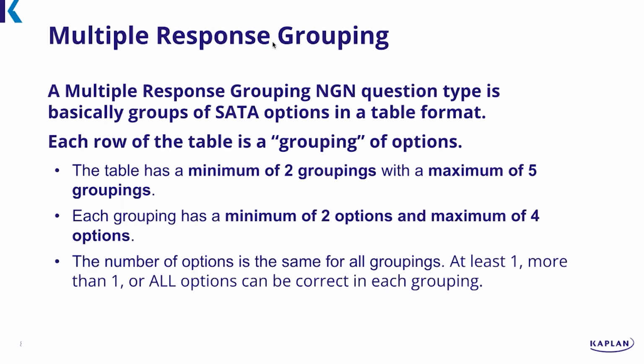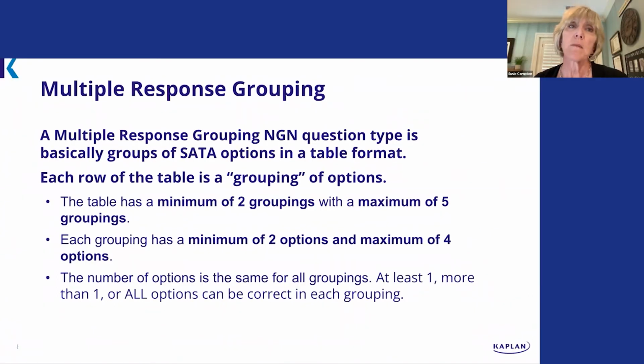Multiple response grouping items are basically several SATA questions. The question and responses are organized into a table. The table has a minimum of 2 groupings and a maximum of 5 groupings. The grouping could be categories such as assessment findings, body systems, or developmental stages. Each grouping has a minimum of 2 options and a maximum of 4 options. The options could be lists of potential nursing interventions, client actions, or clinical findings. The number of options is the same for all groupings. At least one, more than one, or all options can be correct in each grouping.